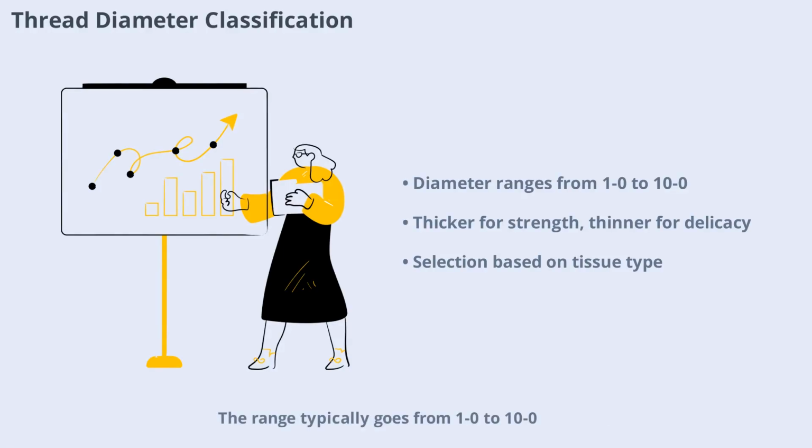Surgical threads are also classified by their diameter or thickness. The range typically goes from 1-0 to 10-0, with the higher number of zeros indicating a thinner, more delicate thread. Thicker threads are used for areas requiring greater strength, while thinner threads are ideal for delicate tissues and fine suturing. Understanding thread diameter helps surgeons select the appropriate suture for each specific tissue type and surgical need.